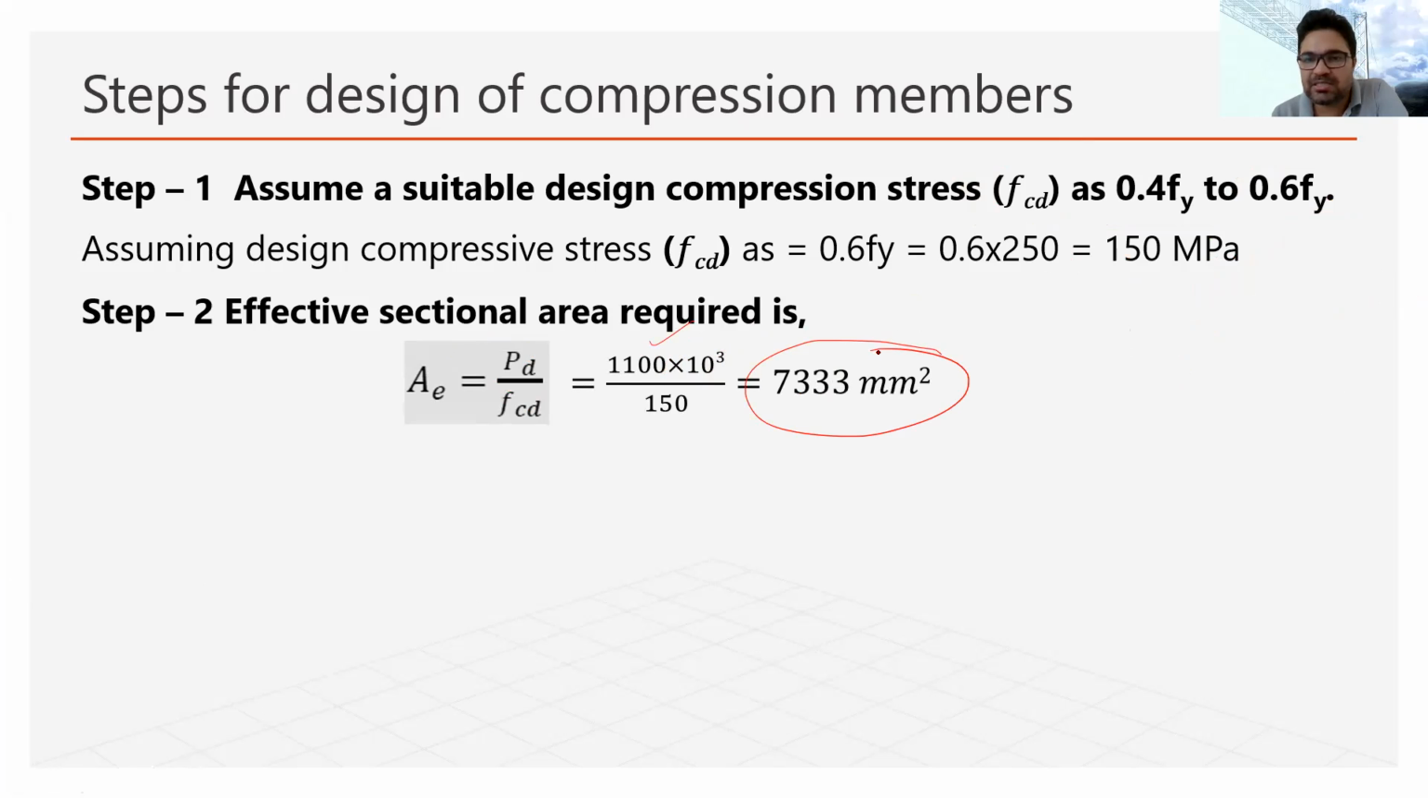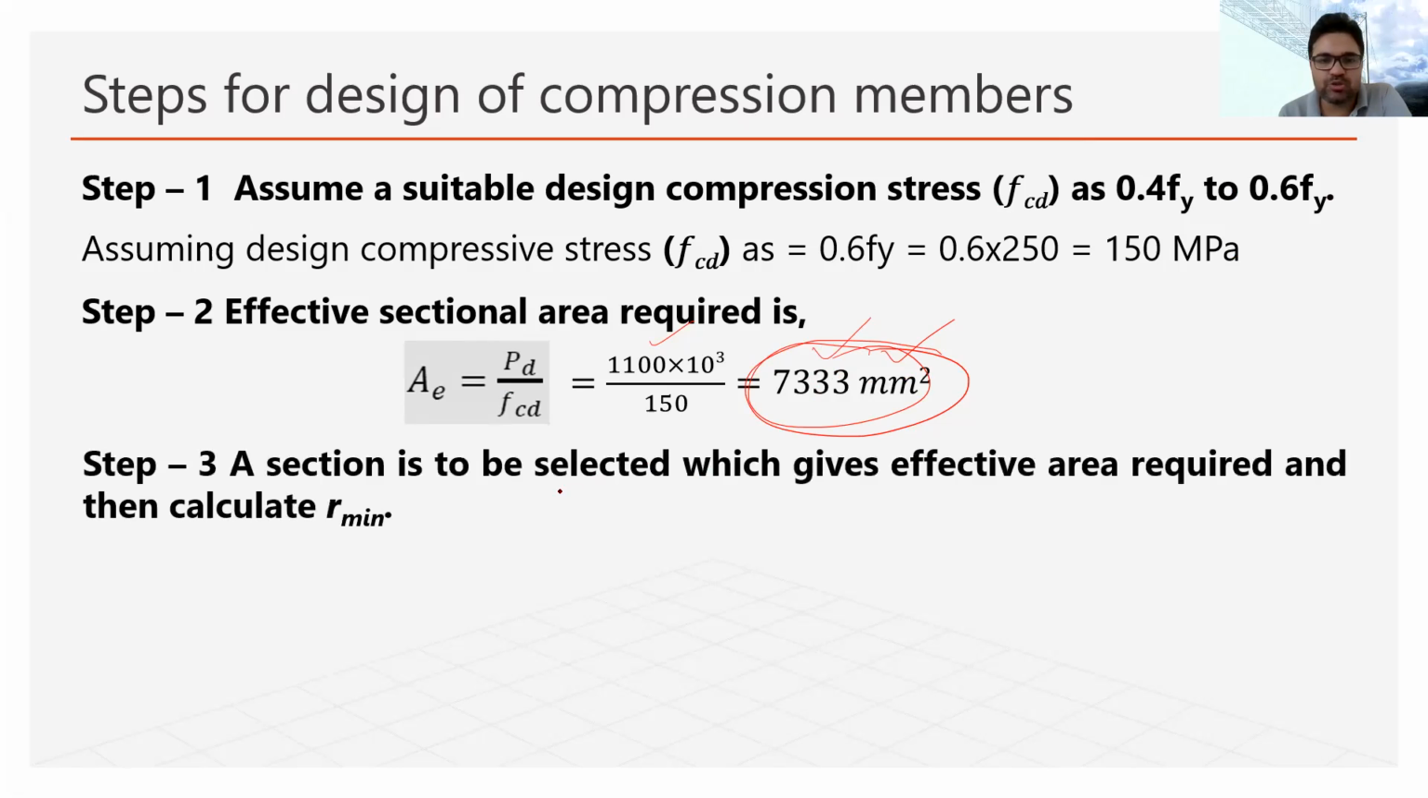Now based on this area that we have calculated in this step, we will look at the steel table and choose a section having area around this one. Generally we will take an area which will be more than this one, but it will be around this one. In the next step, we will write that a section is to be selected which gives the effective area required, and then we will calculate r minimum. First we will look at the steel table, and we assume that we are going to design an I section, because I sections are the most suitable sections to carry heavy loads, and 1100 is a heavy load. That is why we are going to select I section.